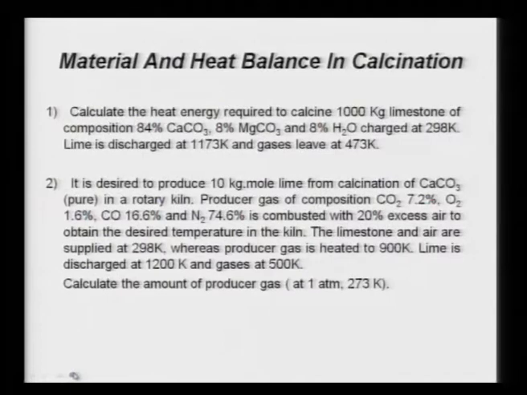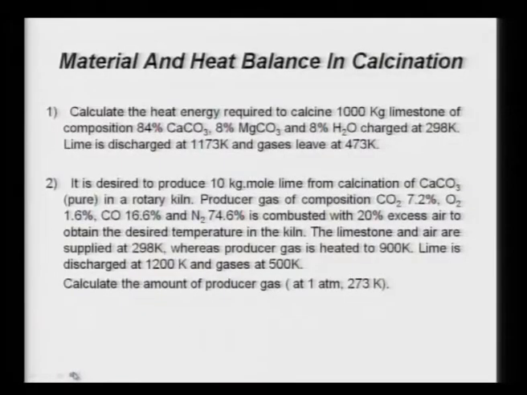Second, it is desired to produce 10 kg mole lime from calcination of calcium carbonate. Calcium carbonate is pure, in a rotary kiln, while in the first problem it only had 84% calcium carbonate; in the second it is 100% calcium carbonate. Rotary kiln is very often used to produce lime from calcination of limestone. The rotary kilns are very long kilns and they are inclined 2 to 3 degrees from the horizontal axis. From one side the feed enters and from the other side the calcined material discharges.